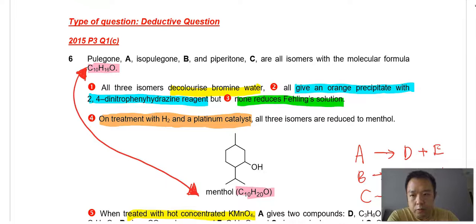Okay, moving on to carbonyl compounds tutorial question 6. Right, question 6 is a deductive question from 2015 A-levels. So we have these three compounds, pyrglugon, isopyrglugon, and piperitone, isomers with the molecular formula C10H16O.